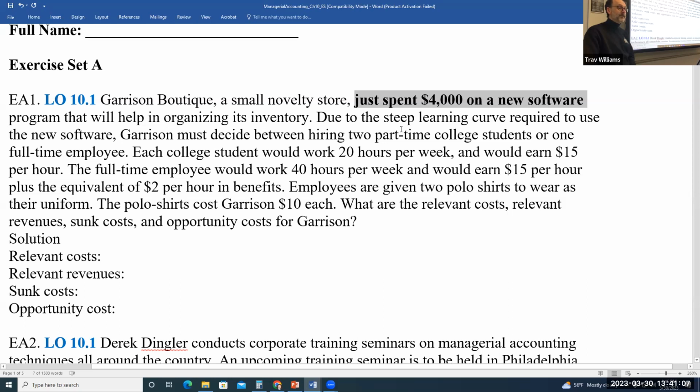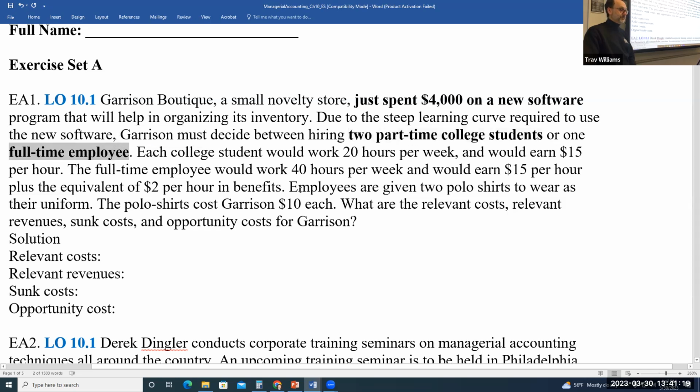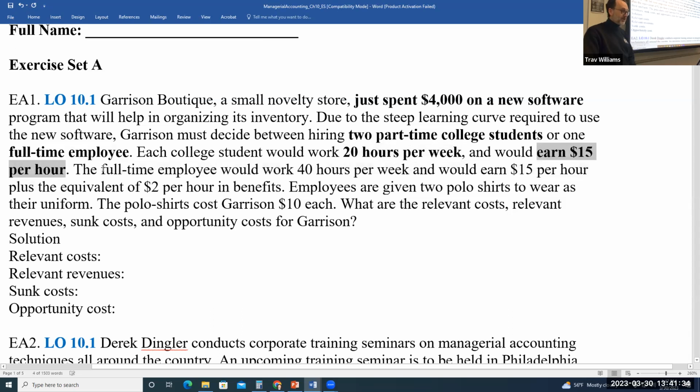or inventory. And let's see, they decided to hire either 2 part-time college students or 1 full-time employee. If they hire the college students, they each work 20 hours per week. I think this is similar to one we saw in the chapter, isn't it? And they would earn $15 per hour. If they hire the full-timer, that person works 40 hours per week, also earns $15 per hour.